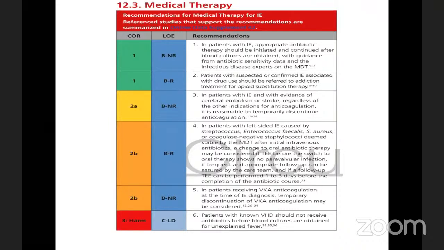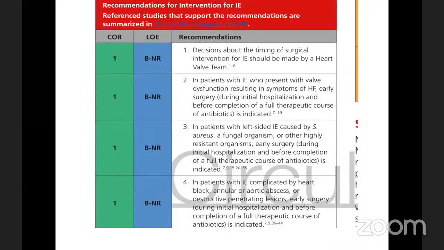Harm: a patient with known valvular heart disease should not receive an antibiotic before documented blood cultures are obtained for unexplained fever. Interventional recommendation: the decision about the timing of surgical intervention for infective endocarditis should be made by a heart valve team.